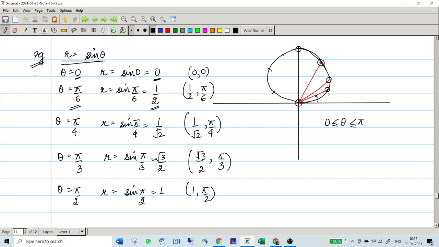Further, if you travel in the next half of the circle, meaning when theta is between pi and 2 pi, you'll have exactly the same circle being traveled again. Because for theta more than pi, you'll have your r as negative.